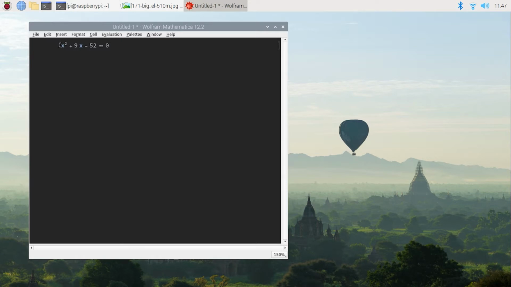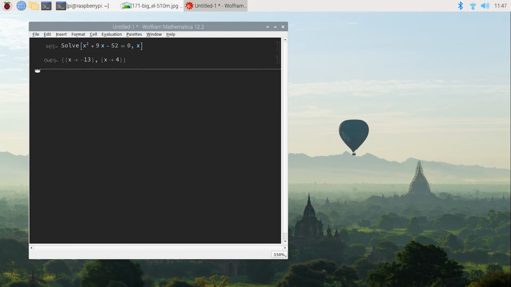Now, if we want to solve this, you just type Solve, starting with a capital S. And we have to tell it what to solve for. So we want to tell it, solve this equation for x. So I put a comma and an x. I'm going to hit Shift-Enter, and there we go. That's how easy it is to use Mathematica to solve quadratic equations.